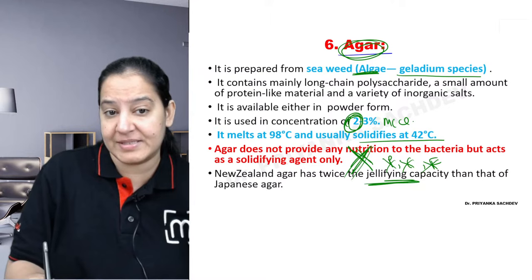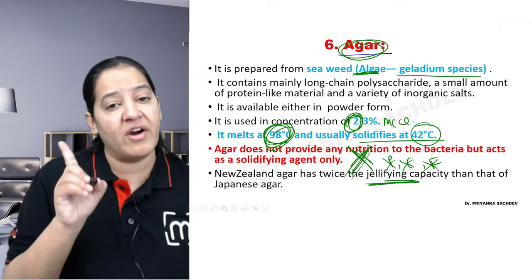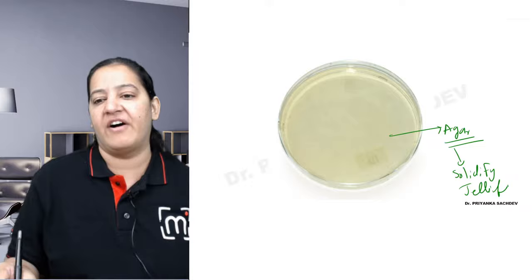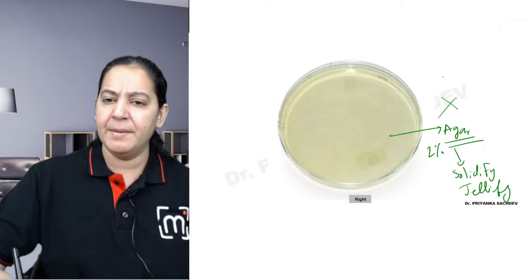2% agar. It has a few properties. It melts at 98 degrees and solidifies at 42 degrees. Don't forget, the melting point of agar is 98. On adding agar, the medium will solidify or jellify. So it doesn't have any nutrition, but it is a solidifying agent. 2% agar is used, right? We use 2% agar and the melting point of agar is 98 degrees.